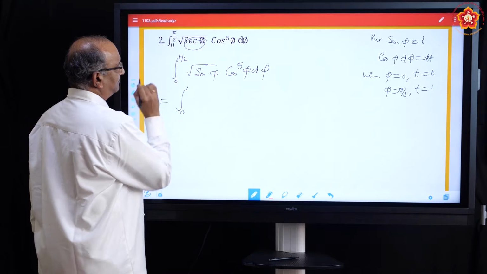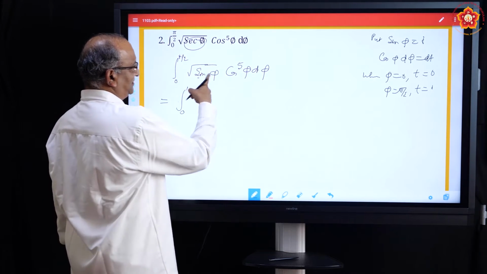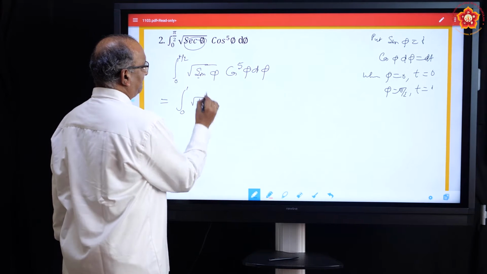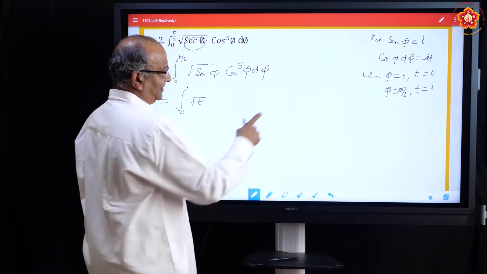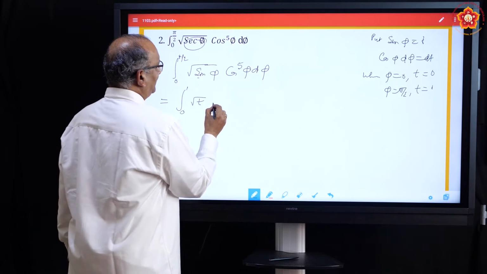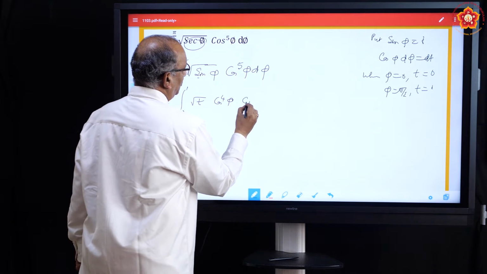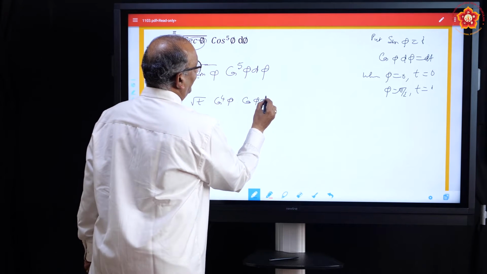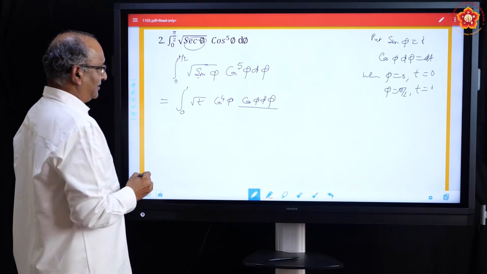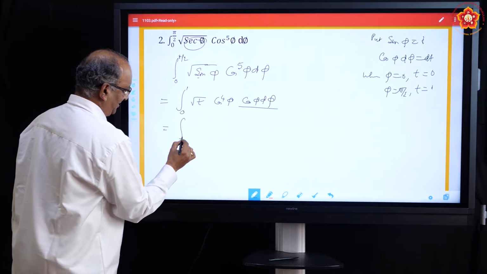0 to 1. We have made a substitution sin phi as t, so this becomes root t. And then we get cos phi d phi as dt. This cos to the power 5 phi can be written as cos to the power 4 phi into cos phi d phi. And this can be changed in terms of t. So how do you change it?